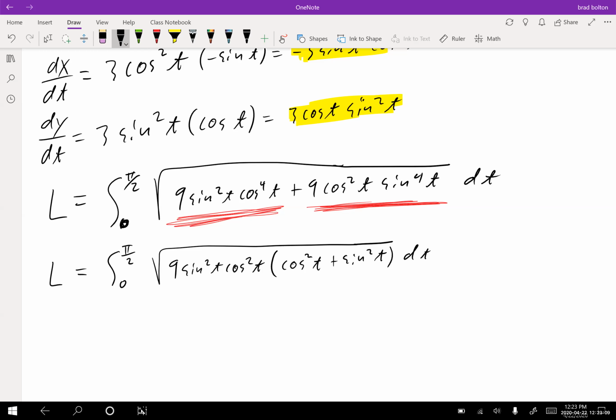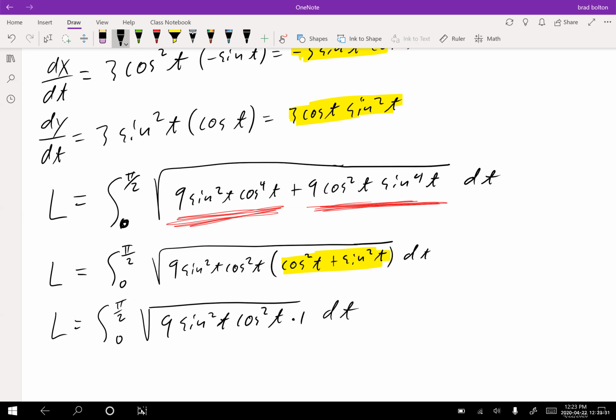Now that actually looks really good, because you should be thinking right now, what is cosine squared t plus sine squared t? Well, that's just 1. So we now have L equals the integral from 0 to pi over 2 of 9 sine squared t cosine squared t times 1, which is great. And then we can rewrite this as the square root of the integral from 0 to pi halves. Now notice these are all perfect squares and they're being multiplied, so I can actually square root this, and it'll be 3 sine t cosine t, okay?